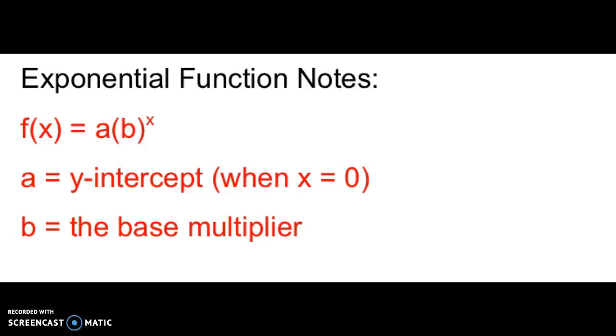Okay, so exponential functions are written in the form of a b to the x, which I wrote up top. A is your y-intercept, which we'll find like we normally do. When x equals 0, we know our y-intercept. And b is what I call the base multiplier, what's getting multiplied over and over and over again. And I'll show you in a table what that looks like. And again, if you have those two things, you can write an exponential equation for a function.